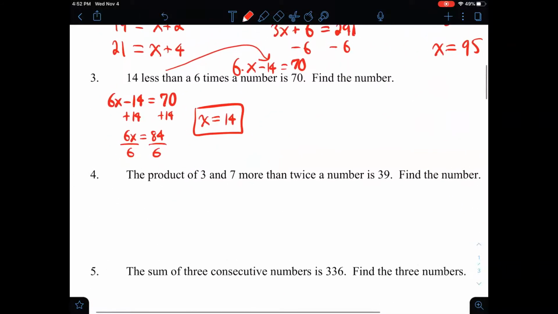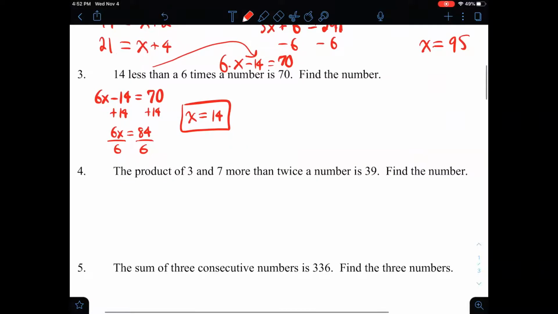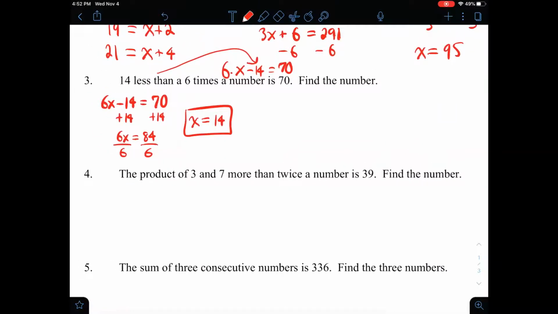Okay, moving along. The product of 3 and 7 more than twice a number is 39. Find the number. This one's really tricky, okay? All right, product of means multiply the first thing times the second thing. So it says the product of 3 and something. We're going to do 3, and then we're going to do times. Whenever they do these word problems, they say the product of this and this. Usually they're going to do parentheses, and they're going to put whatever the rest of it is in the parentheses here. 7 more than twice a number.